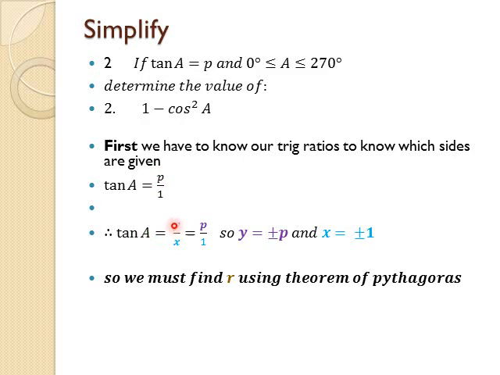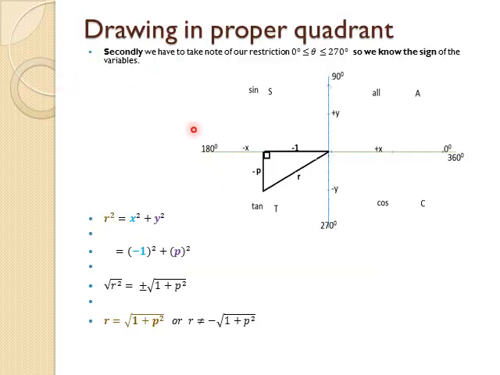Then from tan I need to know tan is always y over x. So therefore, y equals plus or minus P, and x can equal plus or minus 1. The plus or minus is dependent on which quadrant we're working in. Tan is positive, so we have to look where tan is positive, and we have to find r using the theorem of Pythagoras. Now tan is positive, so in short I can draw it in there. I should have written 90 there, but I've drawn it. Let's solve it in the third quadrant, so you can see how we double catch you out testing this in the exam.